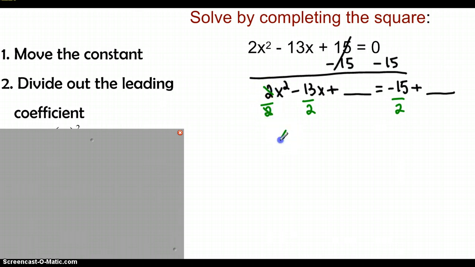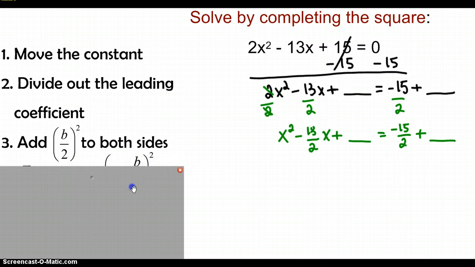The 2's cross off. I've got x squared minus 13 over 2 x plus blank equals negative 15 halves plus blank. So let's move on to step 3. Our step 3 says we're going to add b over 2 squared to both sides. That's what that blank was left for.